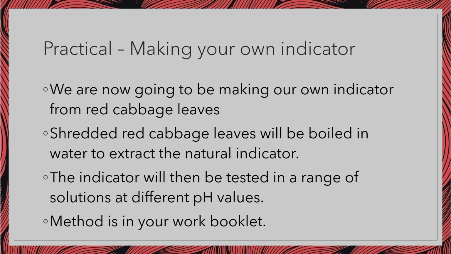As for what we're doing after that, we're going to be doing a prac. What we're going to do is make our own indicator from red cabbage leaves. The shredded red cabbage will be boiled in water to extract a natural indicator. The indicator will then be tested in a range of solutions at different pH values. Now, the method is in your booklet. It'll be under whatever lesson this is.